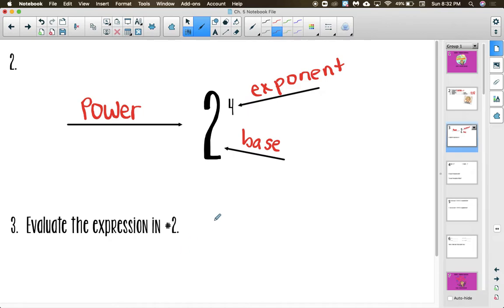If we want to evaluate that expression, we take our base and we multiply it by itself 4 times, because that's what the exponent does. It tells us how many times to use the base as a factor in a multiplication problem. So we get 2 times 2 times 2 times 2, and that is equal to 16.